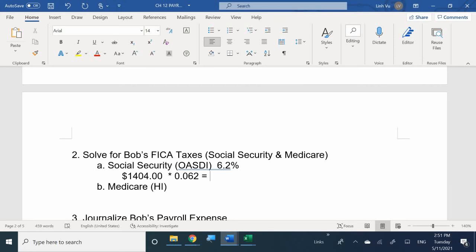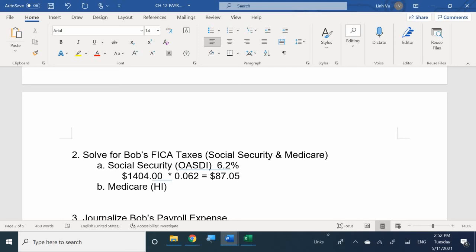$87.05. Okay? I rounded up. What was that? 87.05. Good. You always round up for the government.